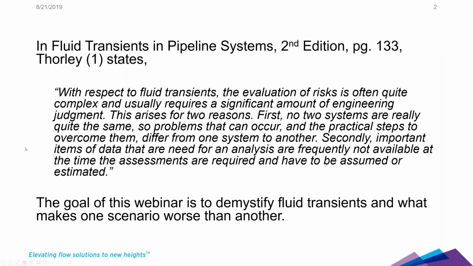One of my favorite books of all time is Thorley's Fluid Transients and Pipeline Systems. I think this is pretty much a need-to-purchase for any working engineer who's serious about surge analysis. One of the best quotes in there is on page 133 of the second edition. With respect to fluid transients, the evaluation of risk is often quite complex and usually requires a significant amount of engineering judgment. This arises for two reasons. First, no two systems are really quite the same, so problems that can occur and the practical steps to overcome them differ from one system to another. Secondly, important items of data that are needed for an analysis are frequently not available at the time the assessments are required and have to be assumed or estimated.